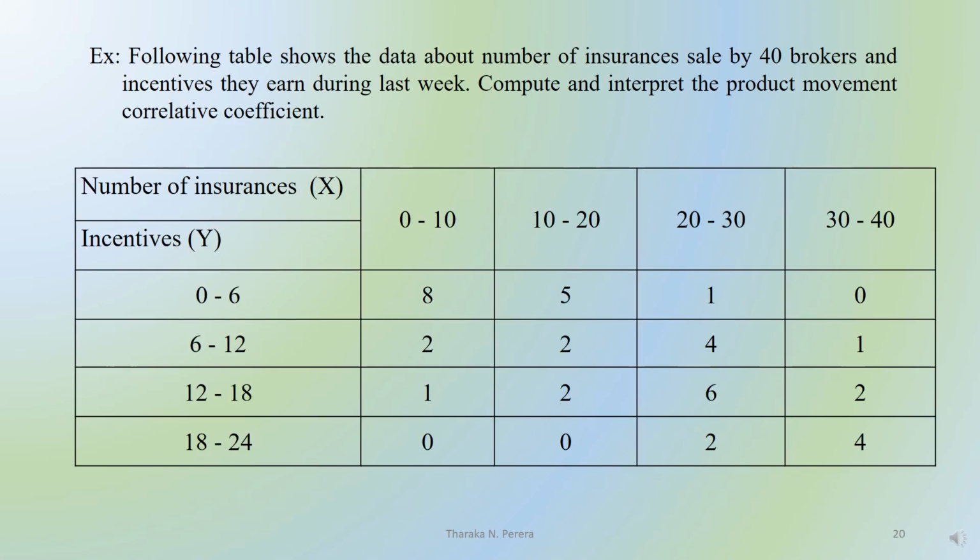This is an example for group data. The following table shows the data about the number of life insurance sales by 40 brokers and the incentives they earned during the last week. Compute and interpret the product moment correlation coefficient. Here you can see both x and y values are given as class intervals.